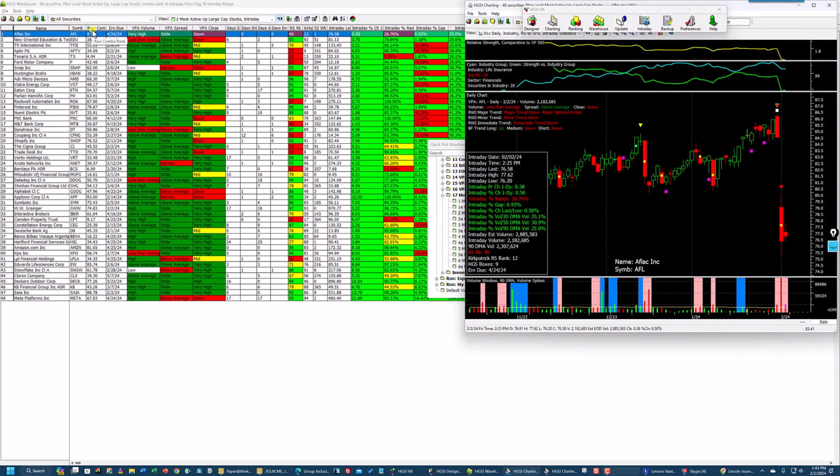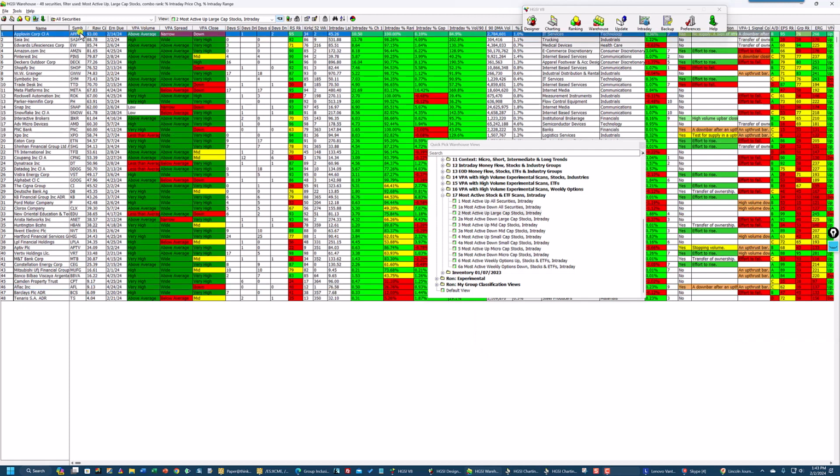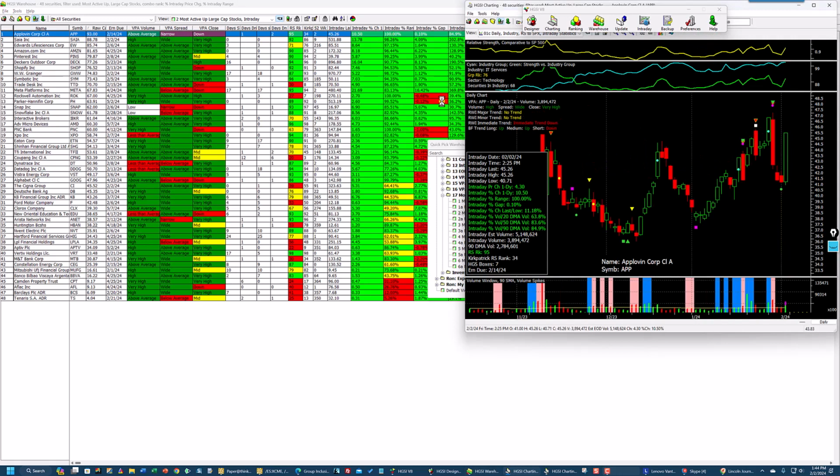Now, if I resort on the raw combo, APP comes to the top. You can see that it's trading 184% of normal volume, and it's trading at 100% of its daily range. The combo I'm using is the intraday percentage price change up in the intraday range, so it's going to drive these to the top of the list, and you can see the stock is moving up sharply.